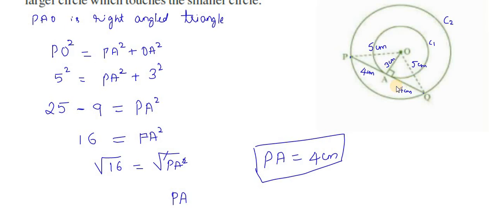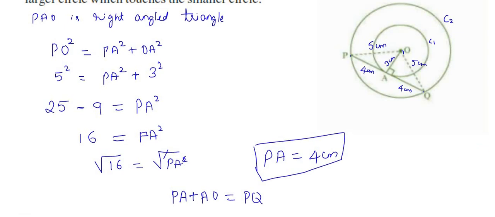Can you tell me how they are congruent? PO is the same and OQ is also the same, and OA is common. So PA is equal to AQ, and these two angles measure 90 degrees. I hope all of you understood this. So PA plus AQ is equal to PQ, isn't it? So what is PA? PA is 4 centimeters.